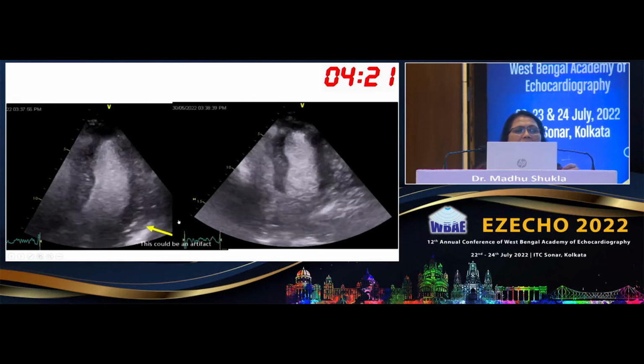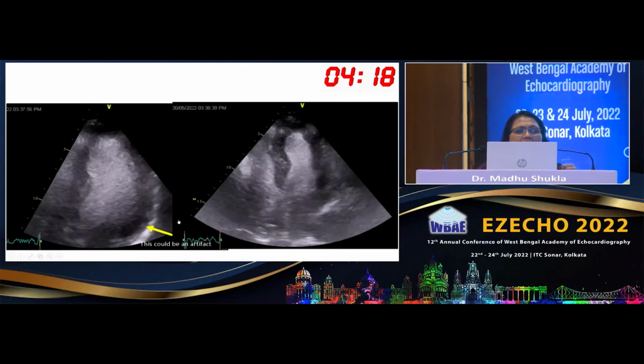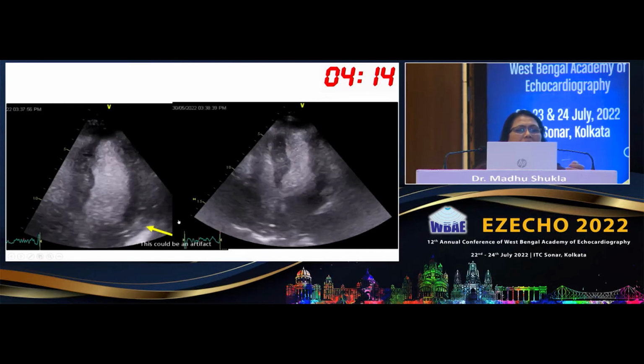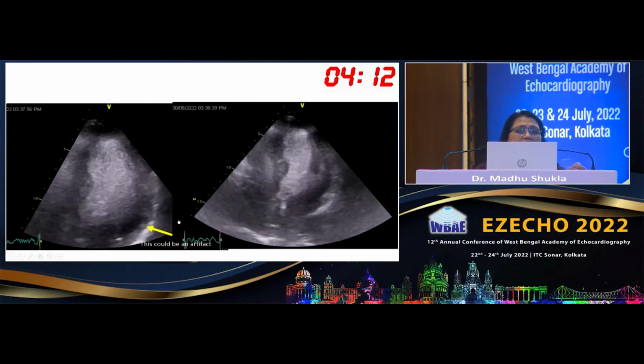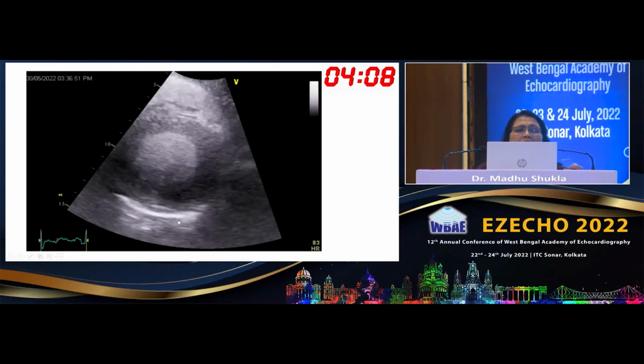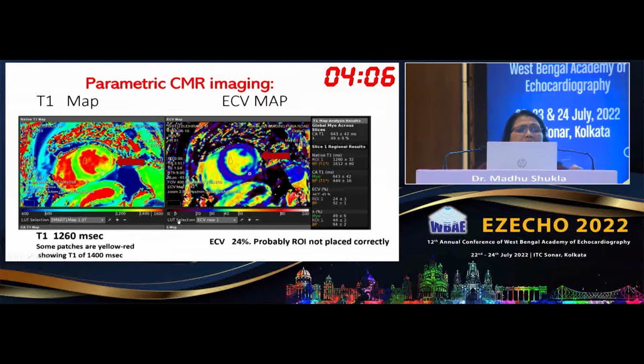And this is again to show the perfusion. Now here this basal lateral part is again an area which can give artifacts. So this can be artifact. And then we did MRI, but the problem with MRI is explanation.